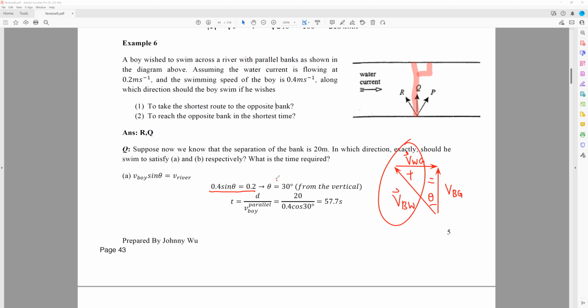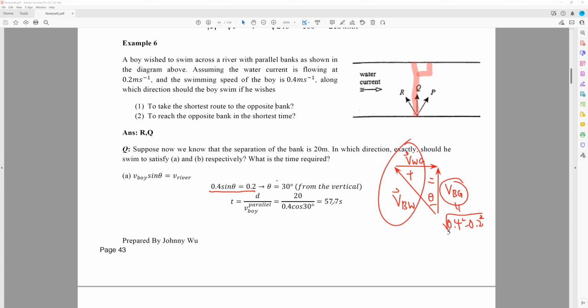And how can we find the time? Now for the time, he needs to go to the opposite bank. We are using the VBG, the velocity of the boy relative to the ground. Now you can either use the Pythagoras theorem, so 0.4 squared minus 0.2 squared, or trigonometry, tangent or cosine theta, as you like.